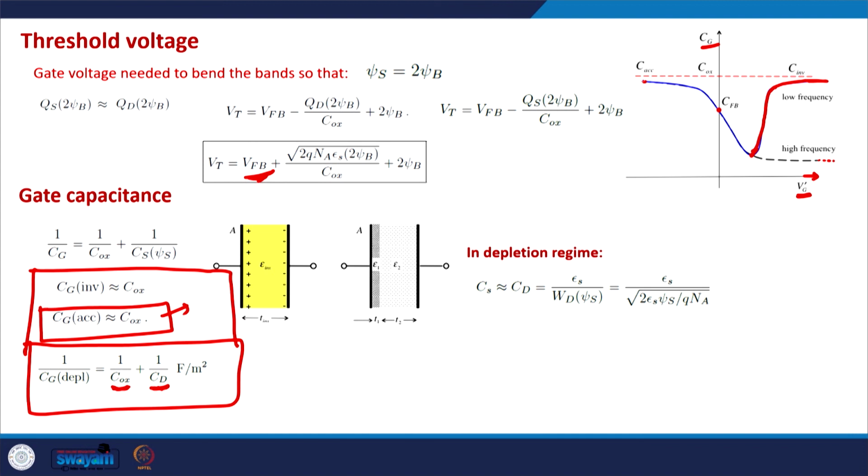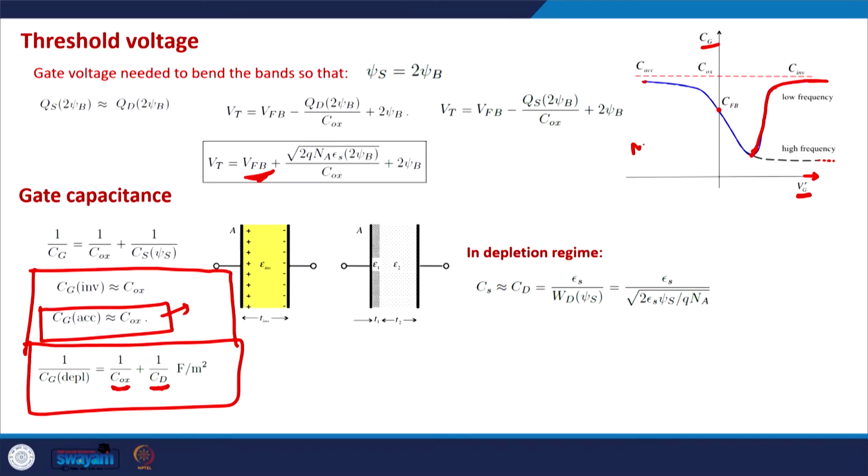So this is a key point in the gate capacitance, and it needs to be kept in mind while designing various circuits of MOSFETs: at high frequency, the inversion charge may not respond to the gate voltage. But this is true for the MOS device, the MOS capacitor.